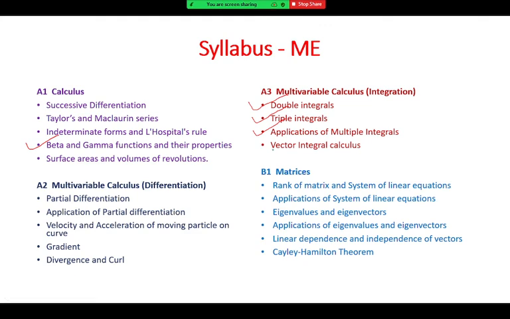I have to finish vector integral calculus. Then surface and volume of revolution, which is another topic. Then velocity and acceleration, gradient and divergence. So that is the part of the syllabus that I am going to complete. So only 5 points that I have to finish.